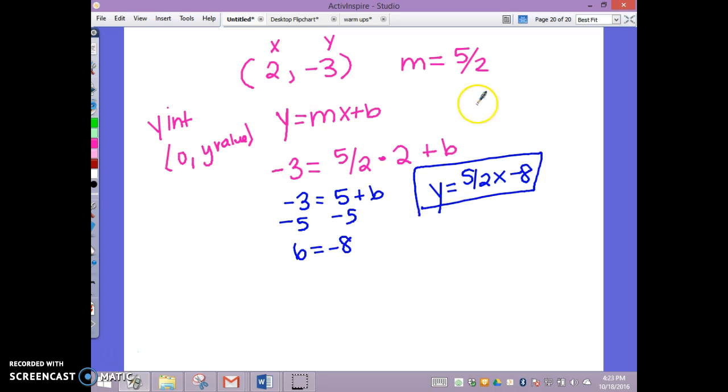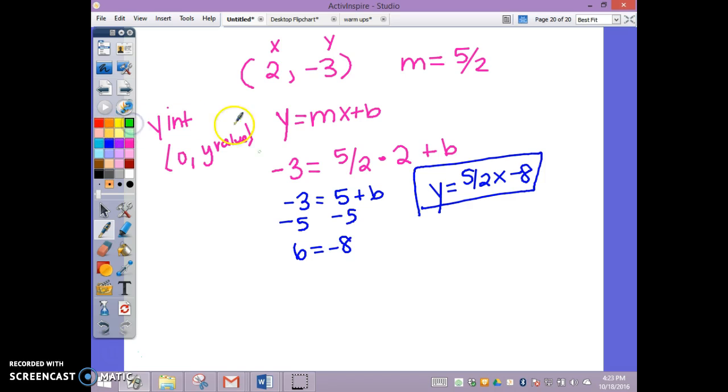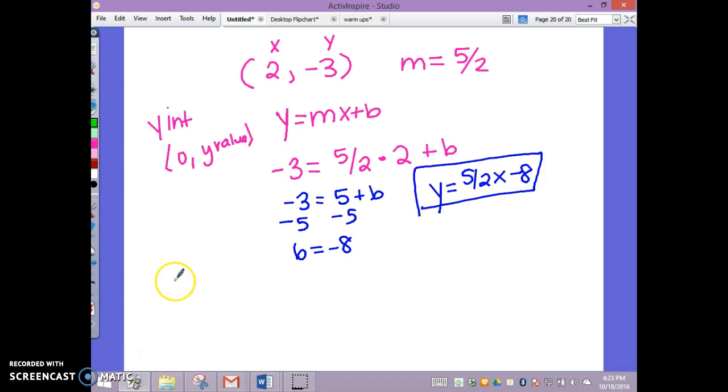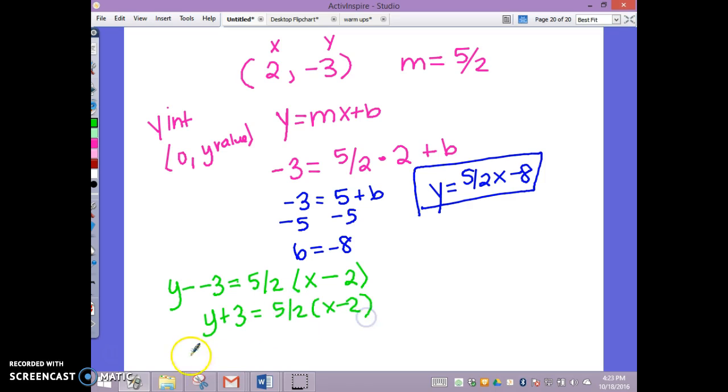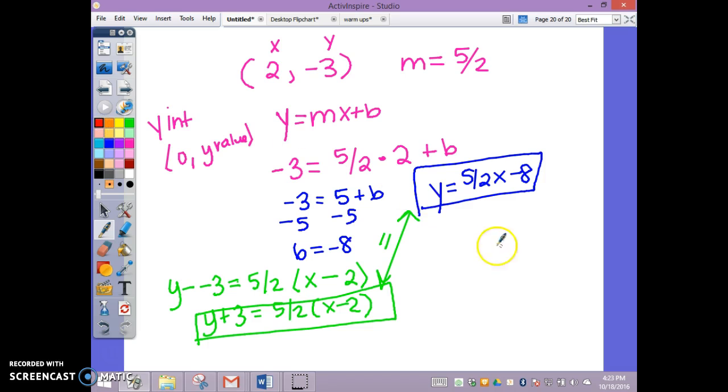But I have a point and a slope, so I can also write this in point-slope form. y minus my y value is equal to the slope, x minus the x value. y plus 3 is equal to 5 over 2 (x minus 2). Technically right now, these are the same exact thing. They're equal. They look different, but I'm going to show you right now that they're not.